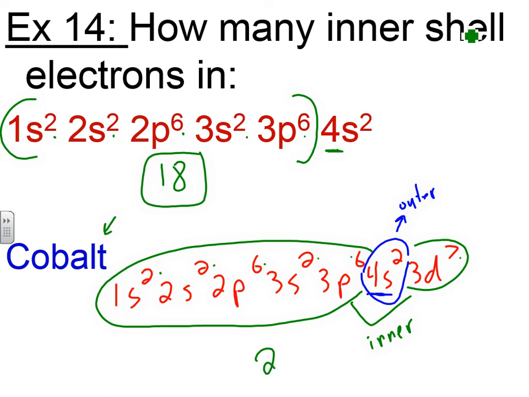This is true of d block elements. You'll actually count their 4s electrons and not their 3d electrons. Try this yourself, make sure you understand this.